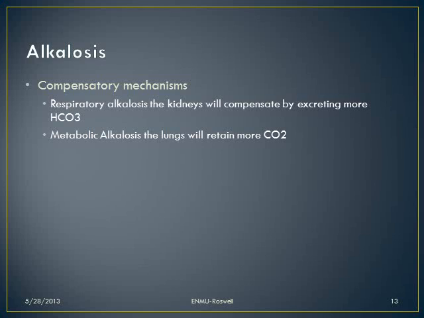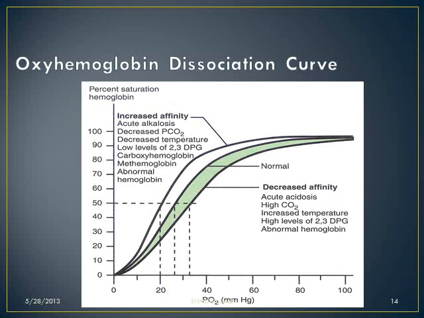So when we talk about alkalosis, the compensatory mechanisms for that, respiratory alkalosis, the kidneys will compensate by excreting more bicarb. We're going to excrete it, meaning we're going to urinate it out. We're going to get rid of it. The metabolic alkalosis, the lungs will retain more CO2. We're going to do our best to slow our breathing down. That's why when we're treating somebody that's suffering from hyperventilation syndrome, what do we do? We control and coach their breathing so that way they can hold on to and retain CO2, which will hopefully start to bring their pH back down into a more normal range.